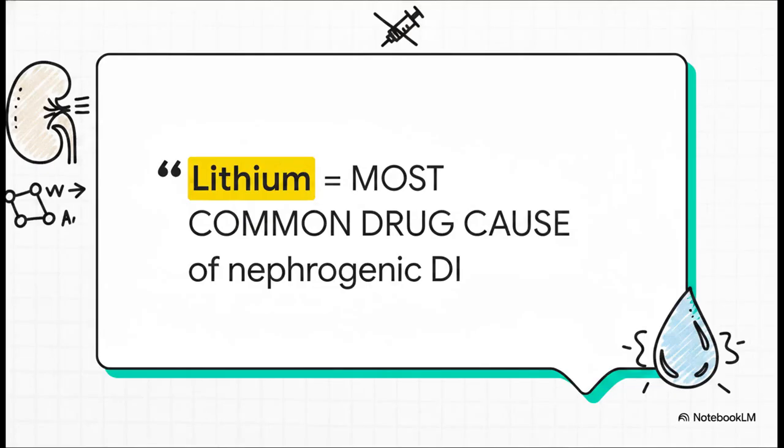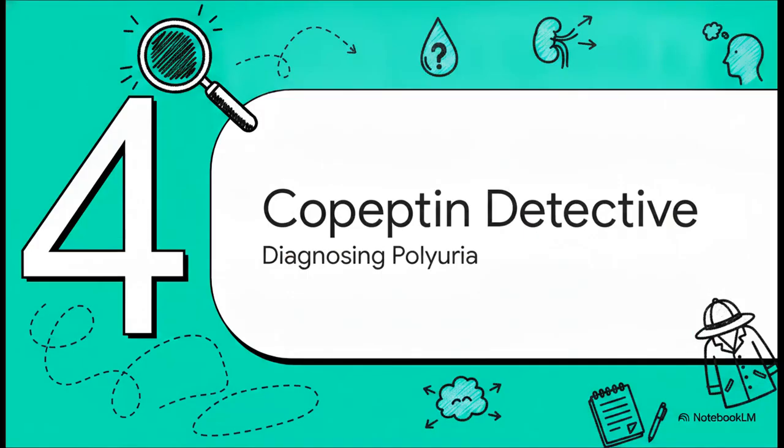You also absolutely need to keep outside factors in mind. For instance, treating a patient with lithium can directly cause the kidneys to resist AVP. It is the single most common drug cause of nephrogenic diabetes insipidus, so that's a massive clinical pitfall to be aware of. Section 4, the copeptin detective.